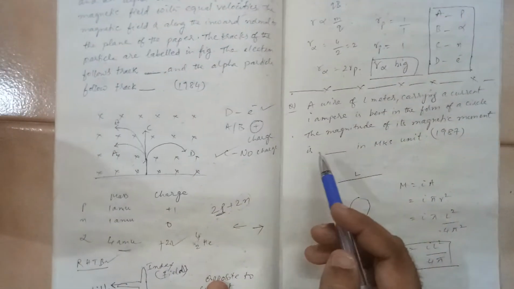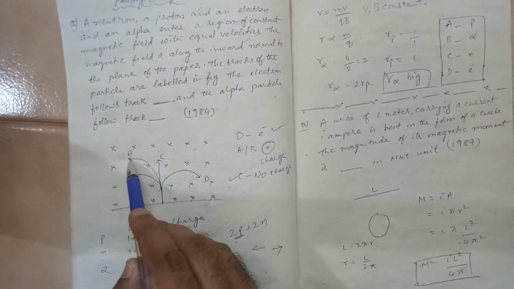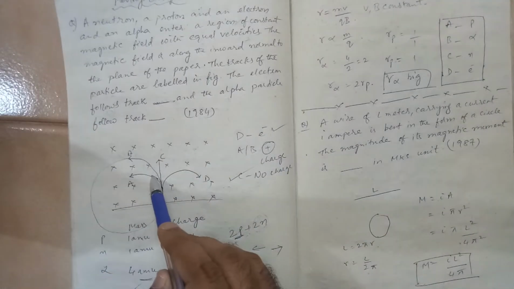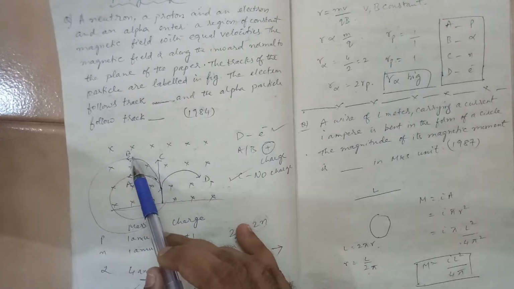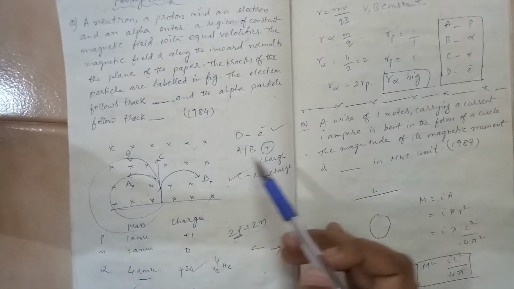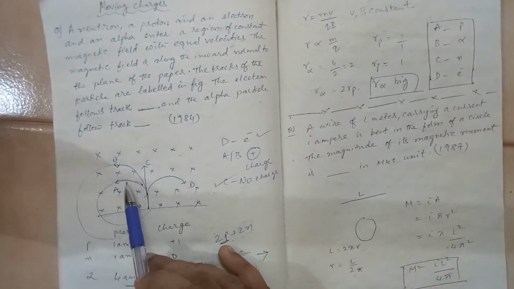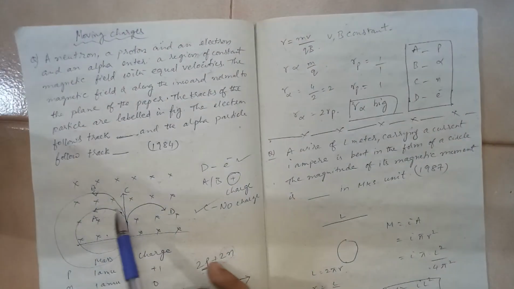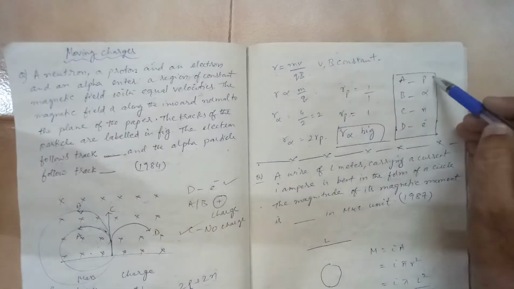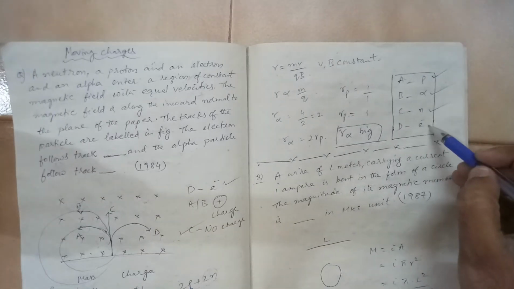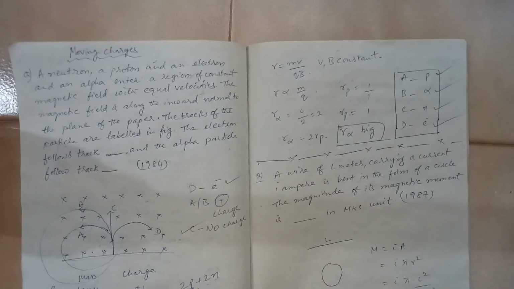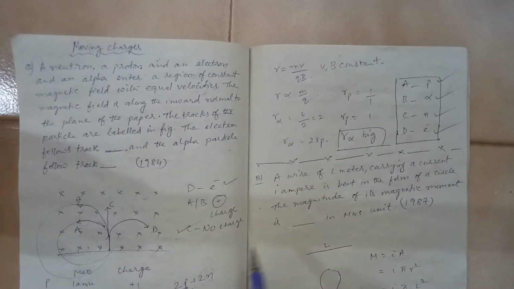proton. So when this particle is entering like this, it will try to complete a circle, right? Which has got a bigger radius? The B has got a bigger radius. That means B belongs to the alpha and A belongs to the proton. So A belongs to the proton, B belongs to alpha, C belongs to neutron, and D belongs to electron. Okay? Let's move to the next one.